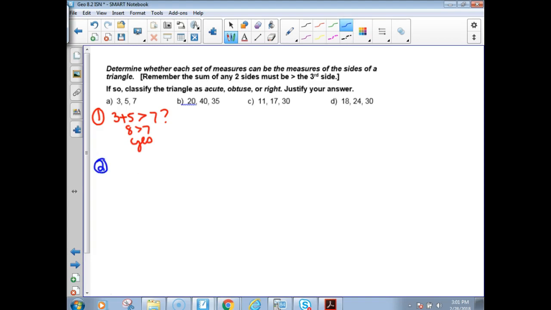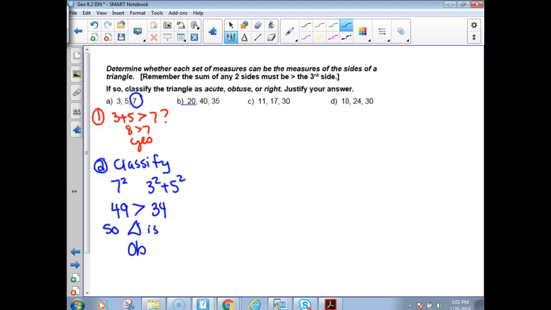The second step is to classify. The way you classify it is you take the largest side, 7, and square it, and you compare that to 3 squared plus 5 squared, the smaller two sides squared and added. 7 squared is 49. 3 squared plus 5 squared is 9 plus 25, which is 34. 49 is greater than 34, so the triangle is obtuse. Okay?